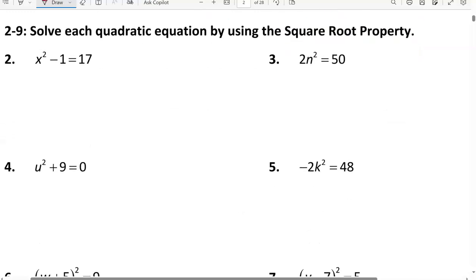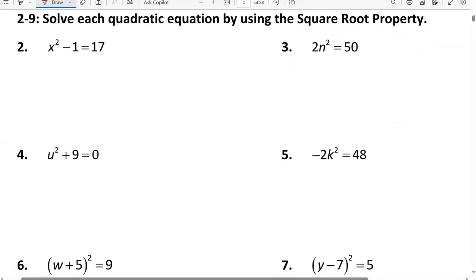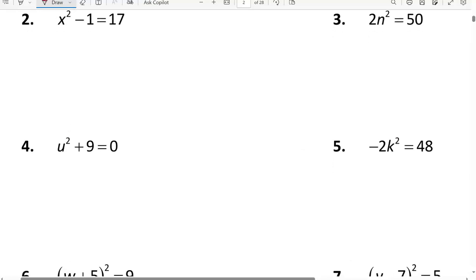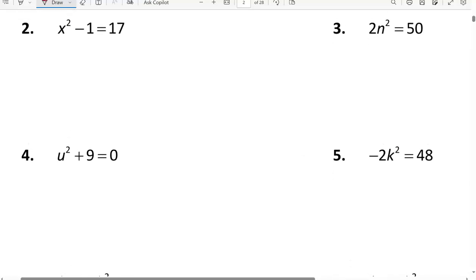All right, in 2 through 9, we're solving using the square root property, or really just basically inverse operations. So if we think about the operations in number 2, squaring on x happens first and then subtracting 1. If we look at the order of operations, squaring happens before subtracting. So when we undo the operations, we need to undo in reverse order. So add 1 first, and then undo the squaring.